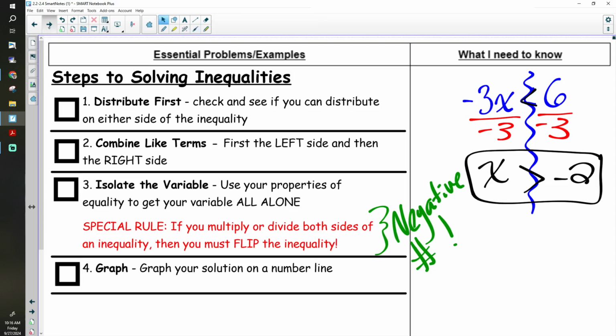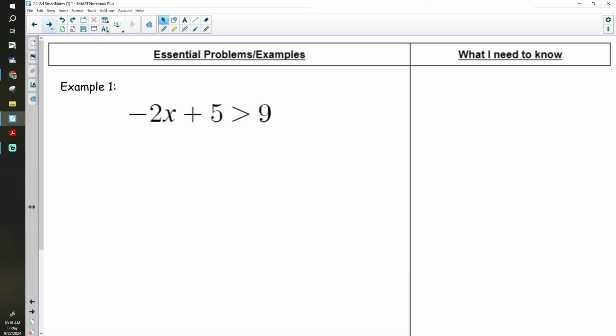So we are ready for example 1. Write it down. Example 1, negative 2x plus 5. How do you say that symbol? Greater than 9, exactly. The alligator mouth is big on the left side. We go left to right. Greater than.